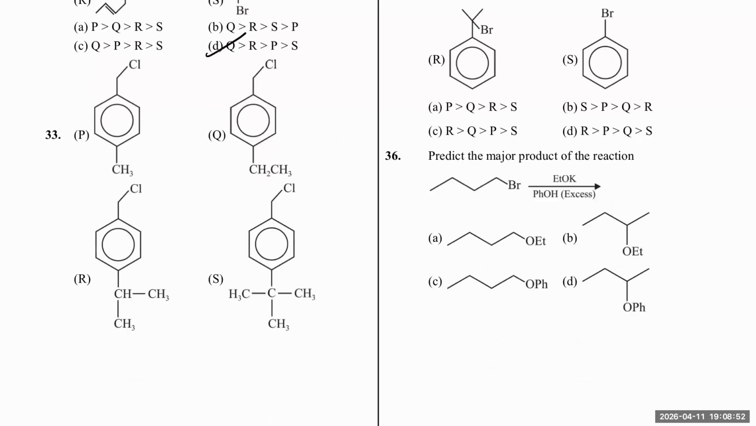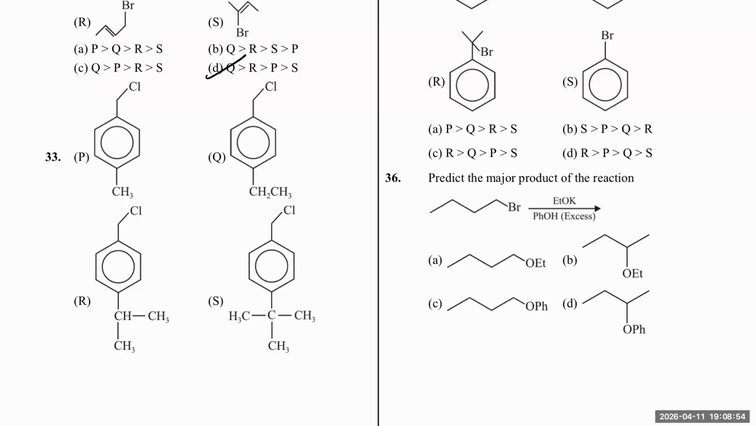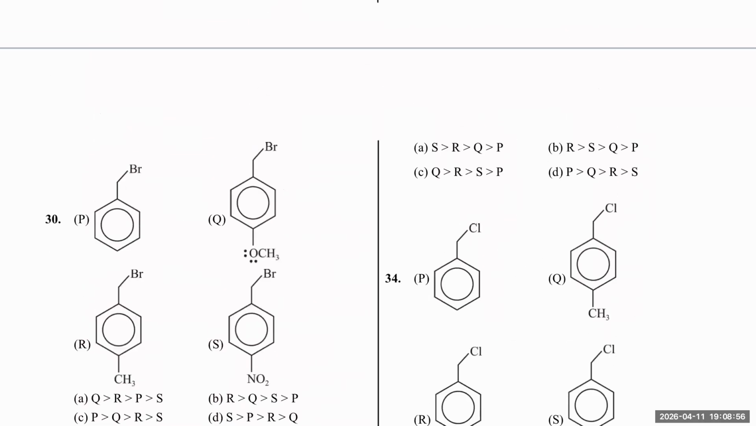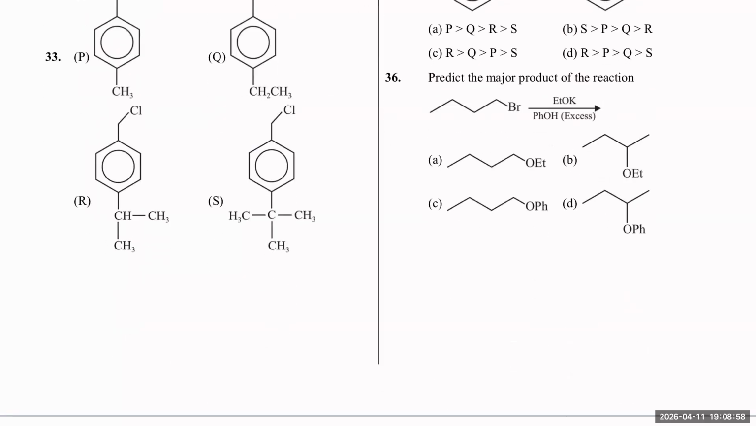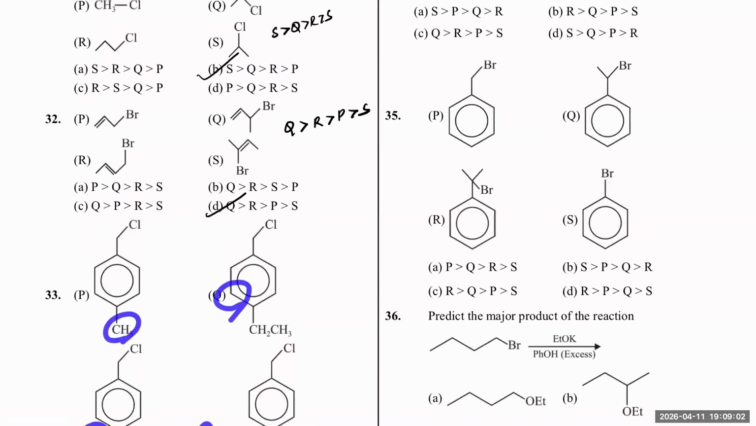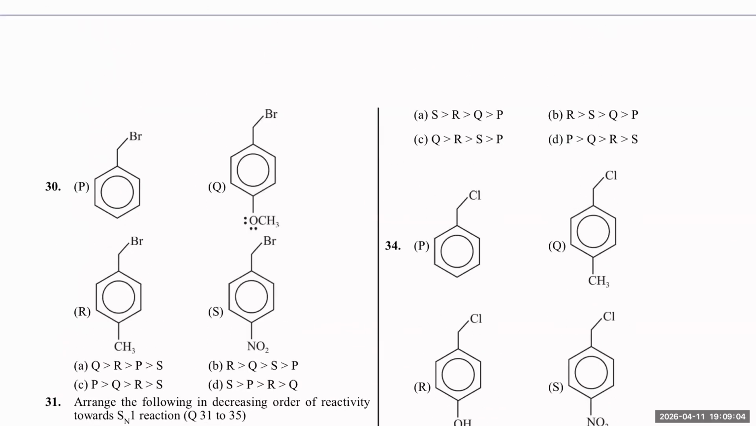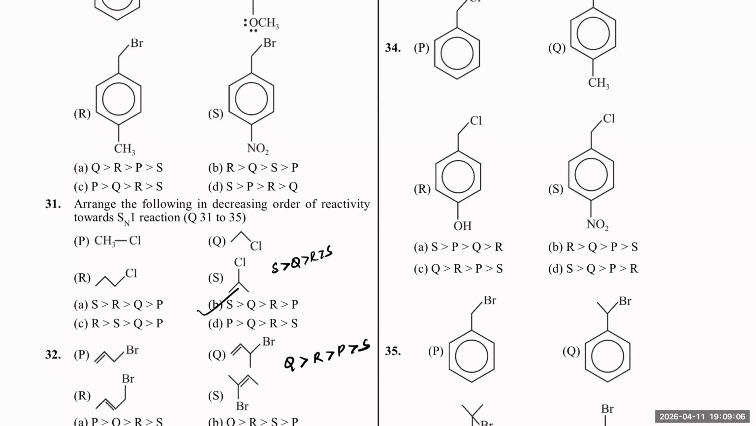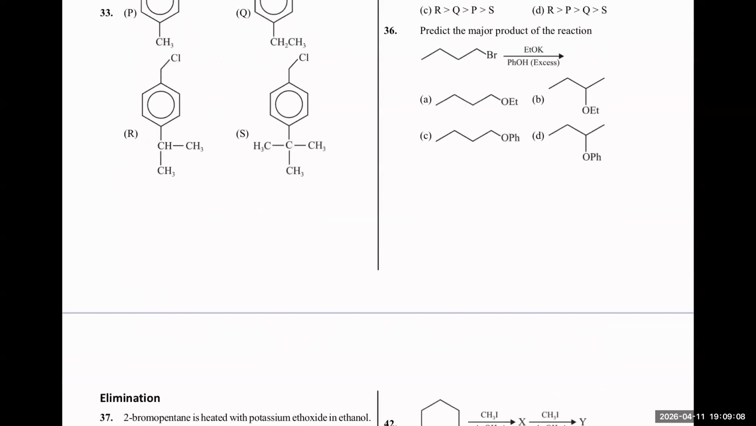Next. Here, we just discussed it already. Okay. So the most favorable one in this case will be the one which has more alpha hydrogens. So PQRS. Okay. Rest I'm sure you can do. Clear?